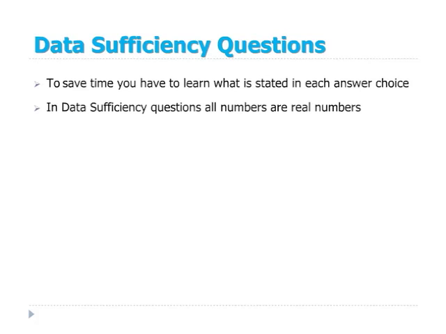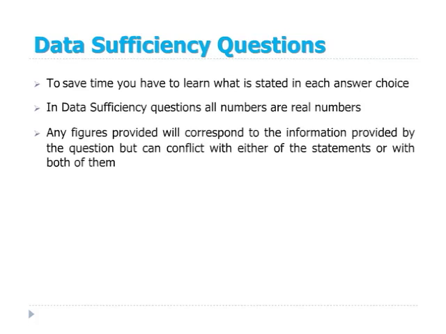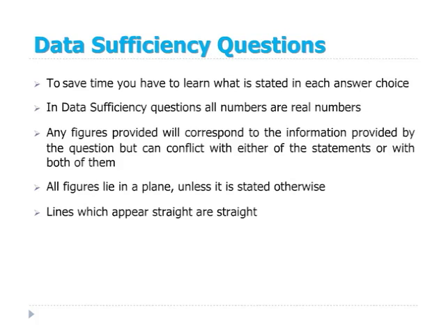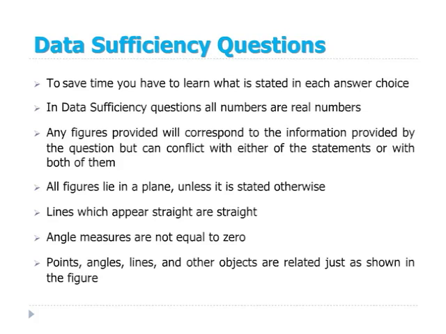In data sufficiency questions, all numbers are real numbers. Any figure provided will correspond to the information provided by the question, but can conflict with either of the statements or with both of them. All figures lie in a plane unless it is stated otherwise. Lines which appear straight are straight, and angle measures are not equal to 0. Points, angles, lines, and other objects are related just as shown in the figure.